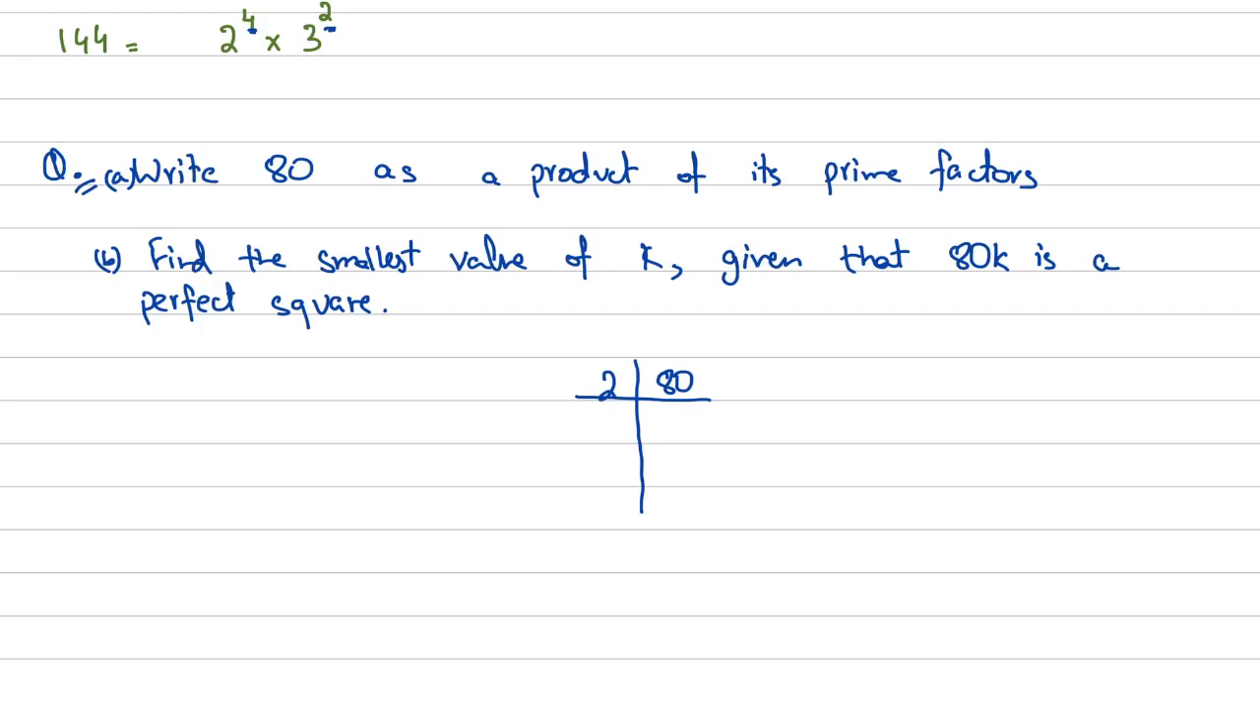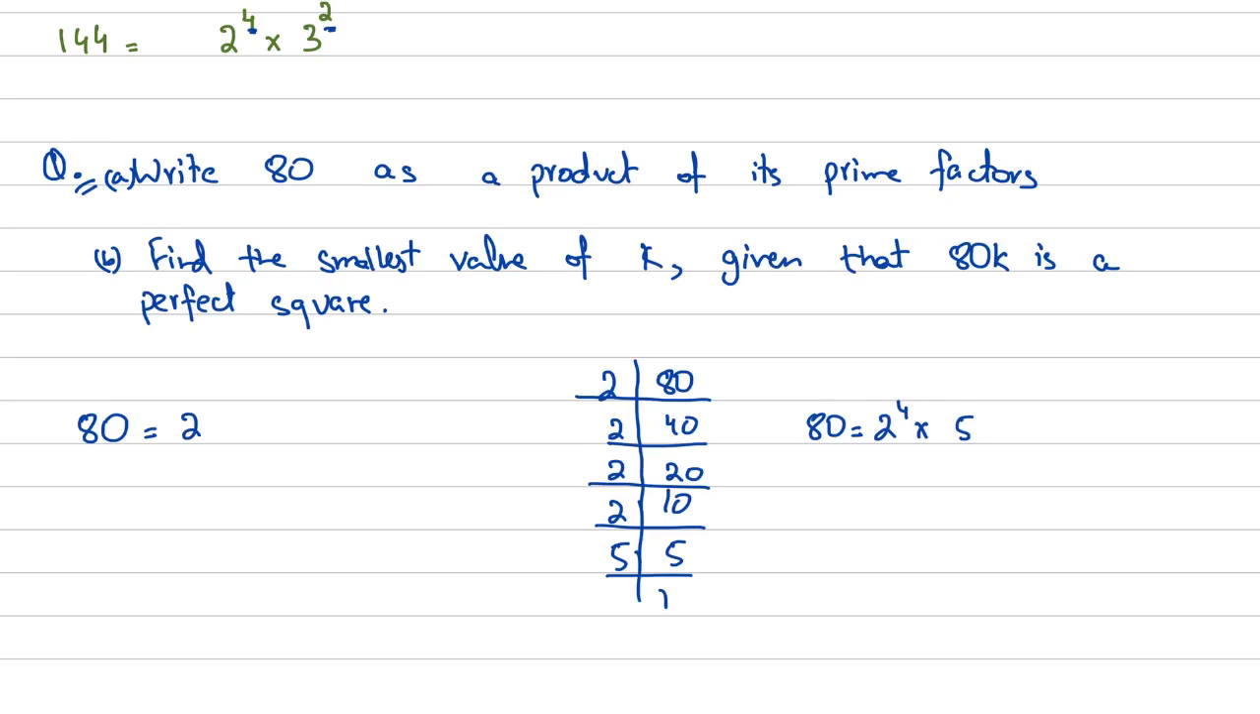So we're going to start dividing by 2. 2 times 40. Let's divide by 2 again. 2 times 20. Let's divide by 2 again. 2 times 10. Let's do that again. 2 times 5. 5 times 1. So 80 can be written as 2 to the power of 4 multiplied by 5. Now looking at its prime factors, we can see that it is clearly not a perfect square. Now let's see why it is not a perfect square and how we can turn it into a perfect square.